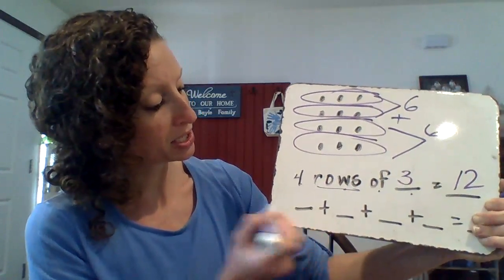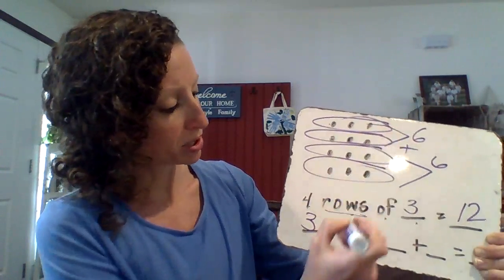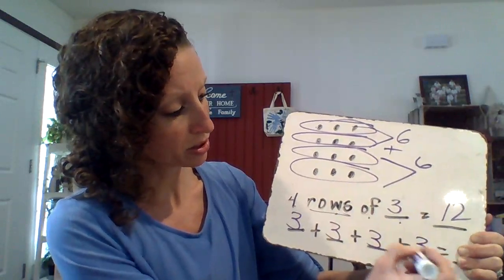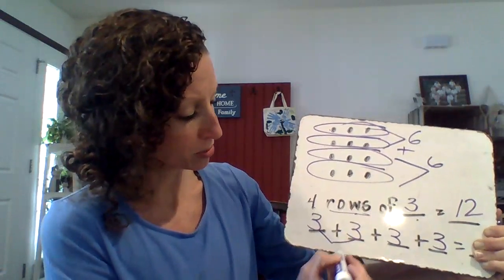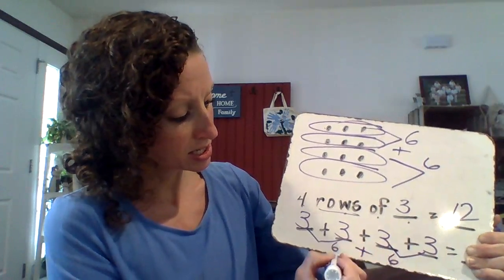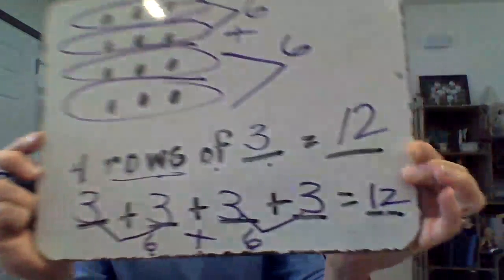I'll write my repeated addition sentence down here, which is where I put 3 plus 3 plus 3 plus 3. Again, 3 plus 3 is 6. 3 plus 3 is 6. 6 plus 6 equals 12. I got the same answer.